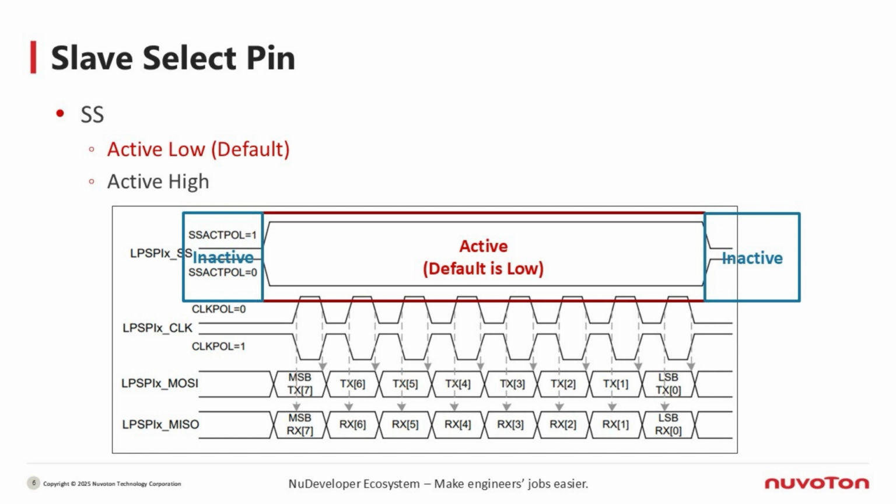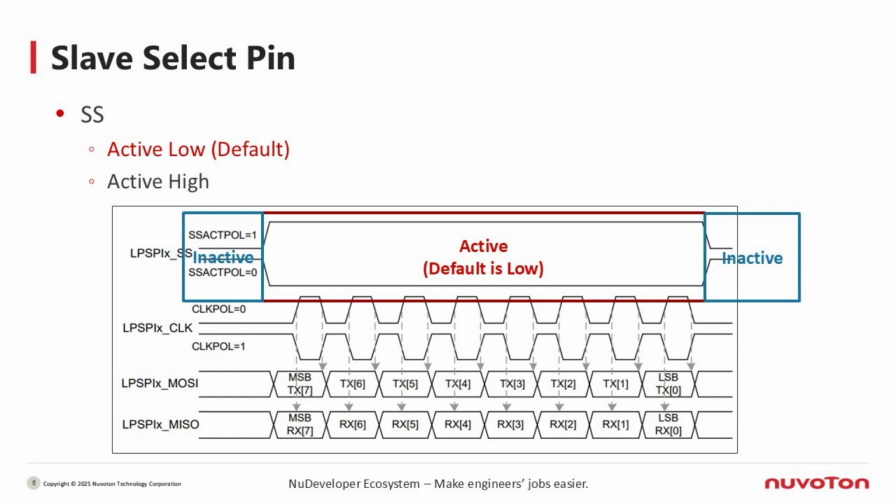In the low power SPI of the M2L31 series, you can use 2 SS modes, active low and active high. In active low, which is the default, pulling SS low means active, and pulling it high means inactive. In active high, it's the opposite. SS high is active, and SS low is inactive.